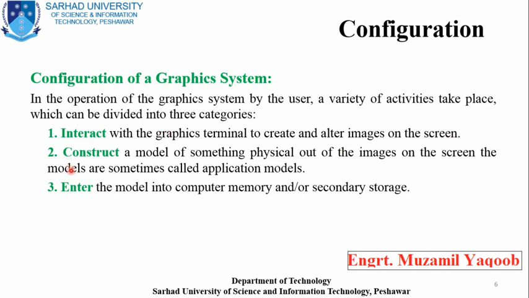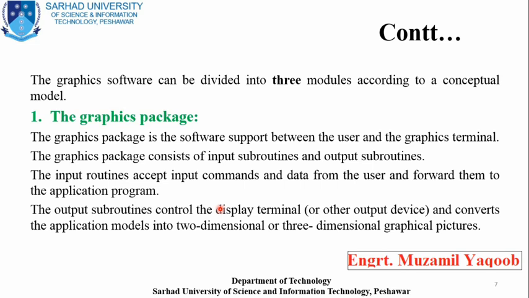The second is construct, meaning constructing a model of something. Something depends on the project the user is working on, whether physical images or models, or commands. The third is to enter the model into computer memory or secondary memory, meaning secondary storage. These are the three categories we discussed in configuration. Now moving to the next slide.